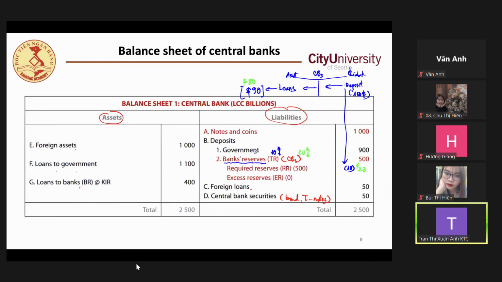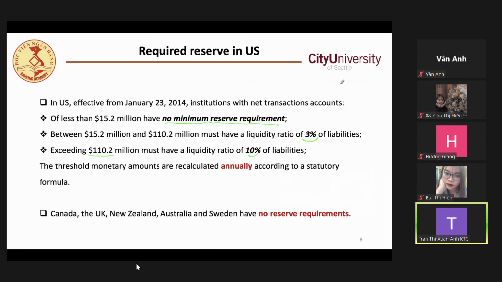So it means that the reserve requirement is not a fixed number, it's flexible, depending on the amount of deposits that the commercial bank gets from clients. That is a very flexible policy to encourage commercial banks to put more money into the economy, or to support the economy. And here, they said that the threshold amounts are recalculated annually.